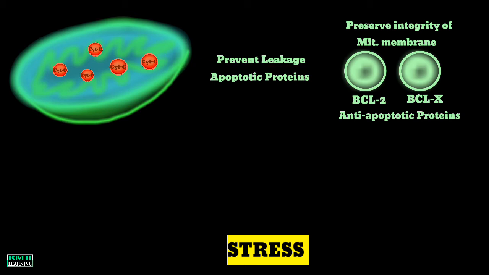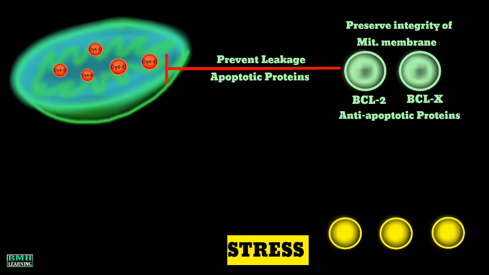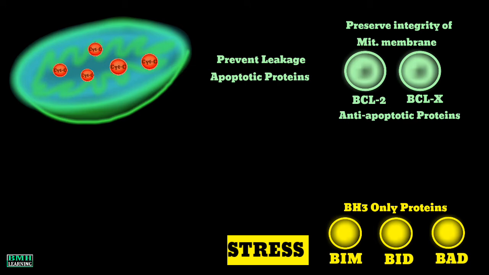Now suppose the cell is subjected to various stress forms causing mutations, which further lead to DNA lesions or protein misfolding. Under these conditions, stress proteins are activated, which are collectively referred to as BH3-only proteins. They are named BIM, BIT, and BAT proteins.